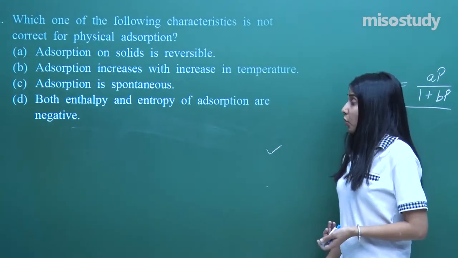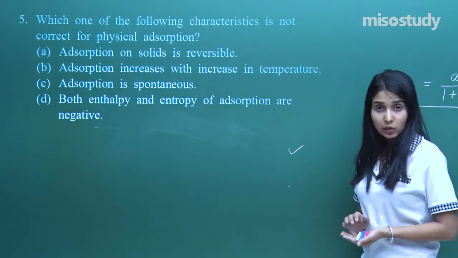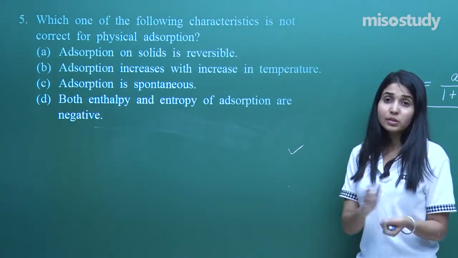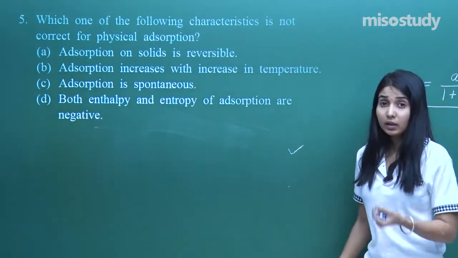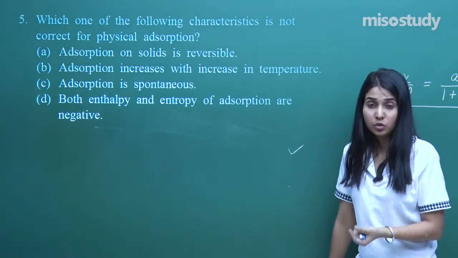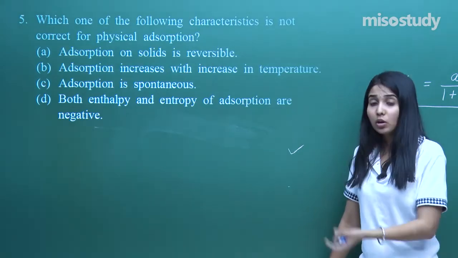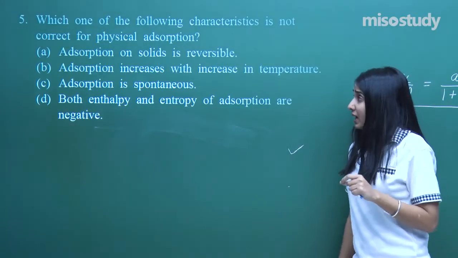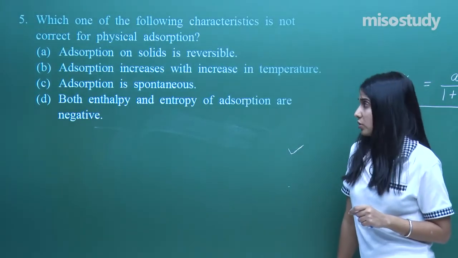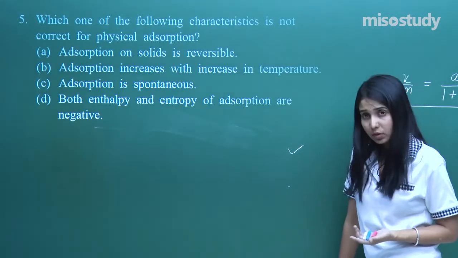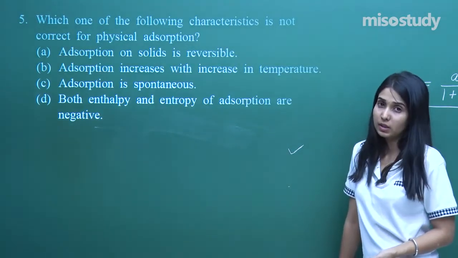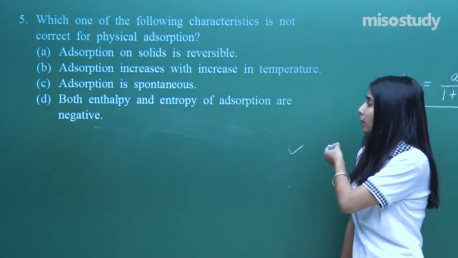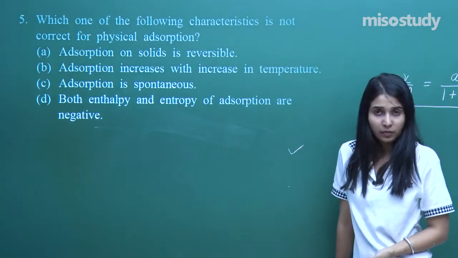Then coming up to the next one, it says: which one of the following characteristics is not correct for physical adsorption? Over time, again and again, they ask you questions on physical adsorption, chemical adsorption, Langmuir or Freundlich, right? So you have to do that very carefully. Now it says that it is incorrect. If I read out the options: adsorption on solids is reversible. Adsorption increases with increase in temperature. Adsorption is spontaneous, and both the enthalpy and the entropy of adsorption are negative, right?